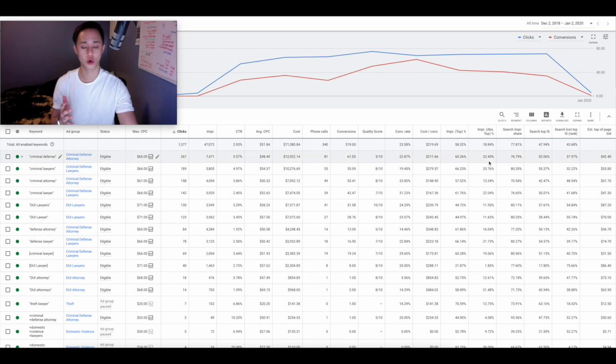Now, if that is your goal, if your client has a really big budget for ad spend, and his goal is to be at the number one spot every time, then yeah, you can go ahead and adjust your maximum cost per click accordingly to increase your impression absolute top percentage to make sure you are getting that number one spot.